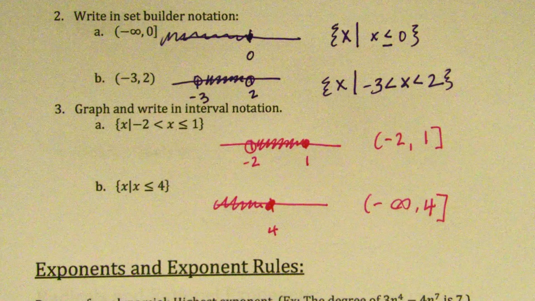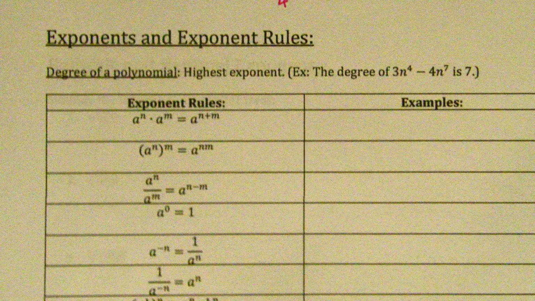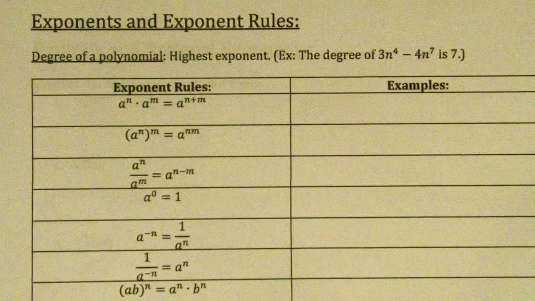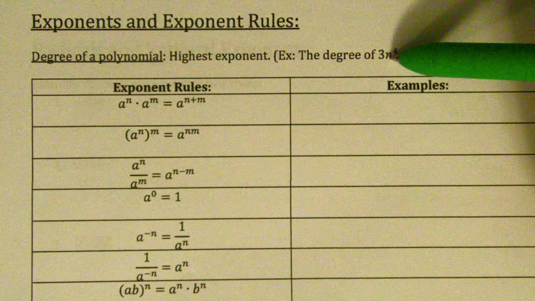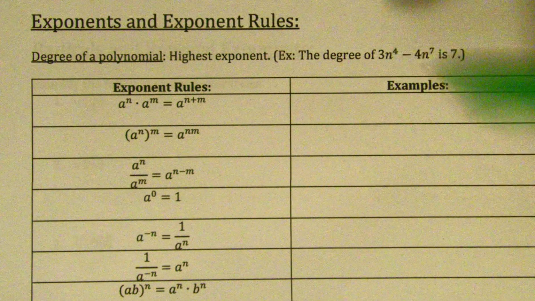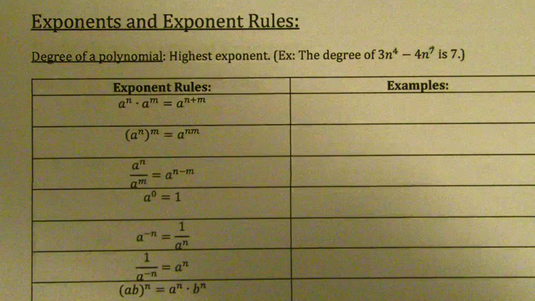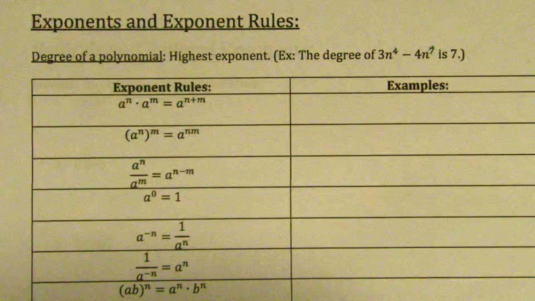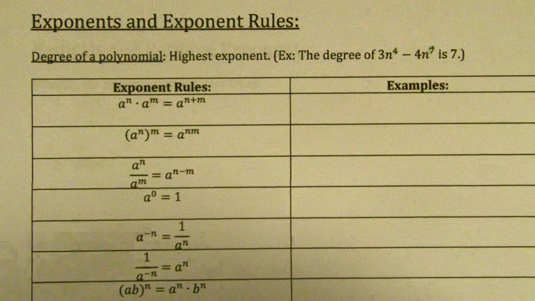Now we're going to shift gears just a little bit and talk about exponents and exponent rules. When we're talking about exponents, this is the exponent, 4 is the exponent, and 7 is the exponent here. We're not going to talk about polynomials quite yet, but we are going to talk about exponent rules.